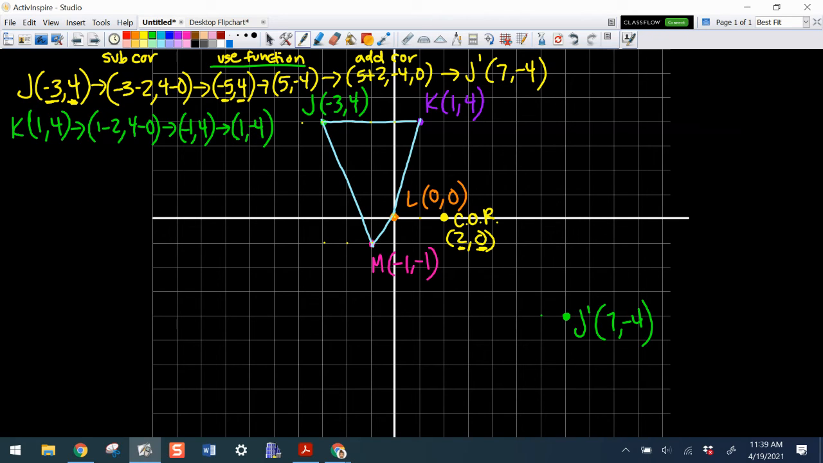And then we're going to add the center of rotation back, which I'm just going to put below. Hopefully that doesn't hurt you too much. It'll be 1 + 2 and -4 + 0. So we're adding the point 2, 0 back. And we'll end up at, let me write K prime, 3, -4, which will be 1, 2, 3.